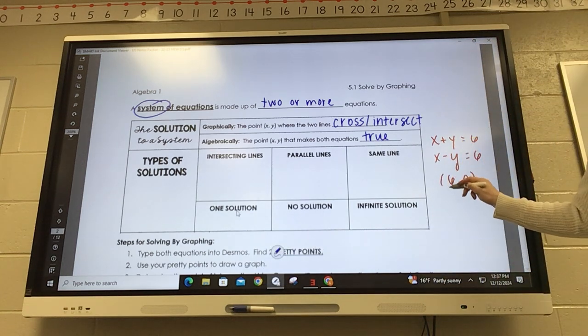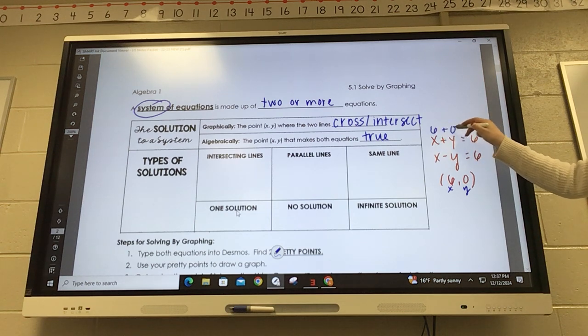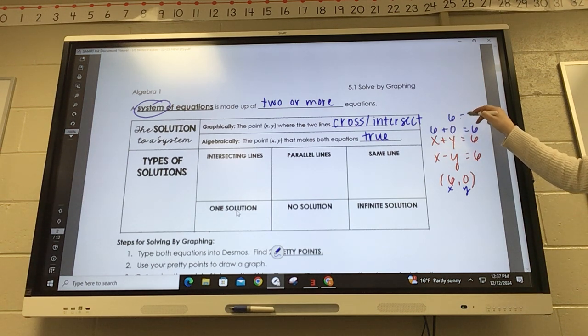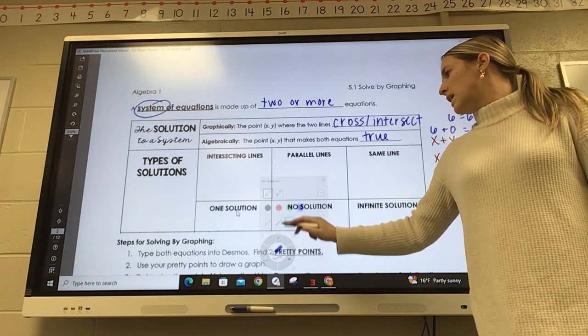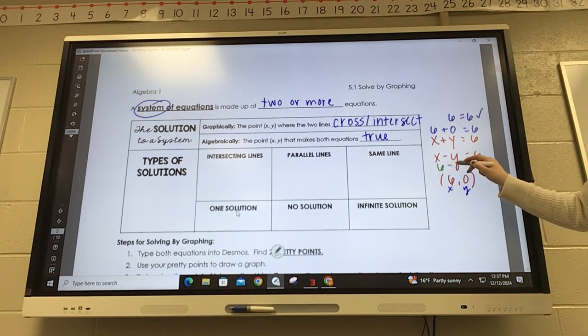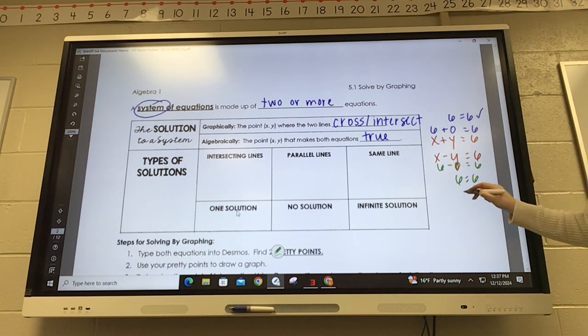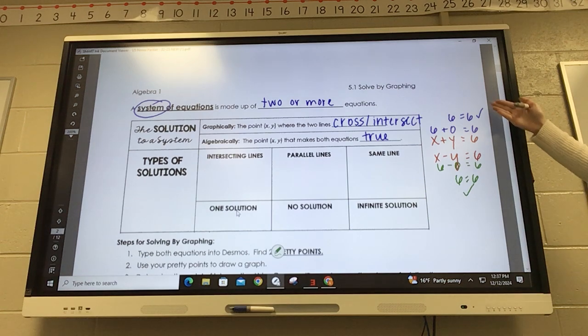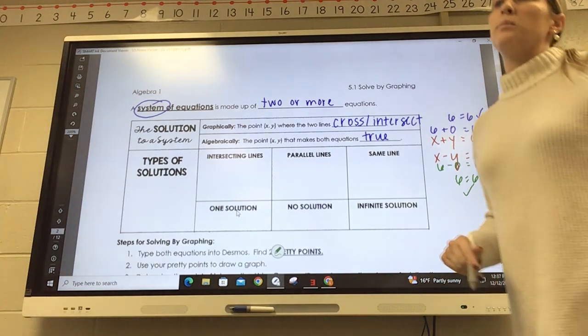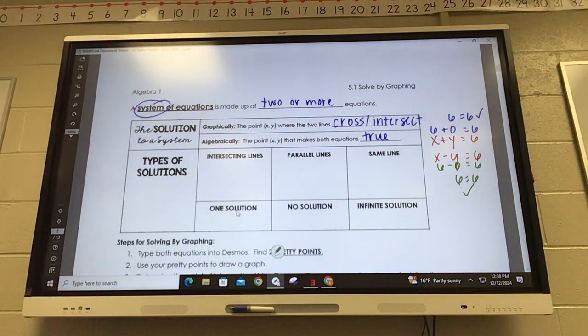That means when you plug and chug your x and your y, it's going to work for both equations. So if I do 6 plus 0, what do I get? 6. And does 6 equal 6? Is that true? Yes. So it works for the top one. Now I got to do it on the bottom one. Does 6 minus 0 give me 6? Yes. It helps if I say it correctly, right? So 6 does equal 6, and it works for both. So this is algebraically, when you plug in the same ordered pair, it's true for both equations, not just one, okay?